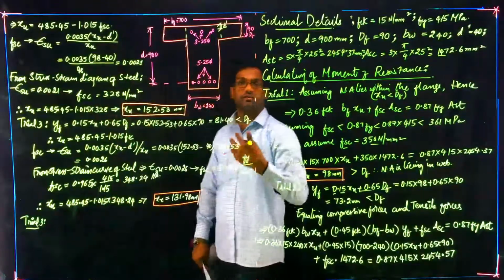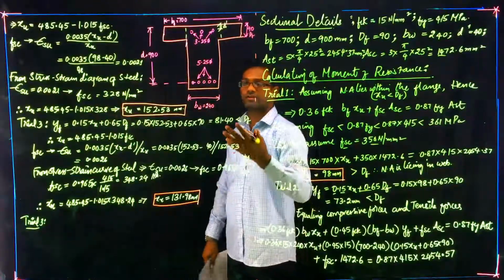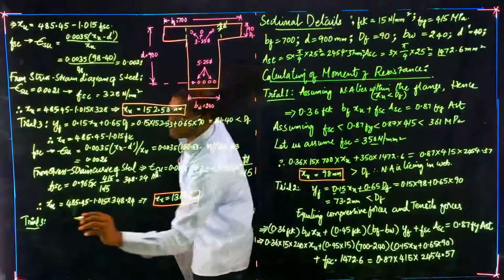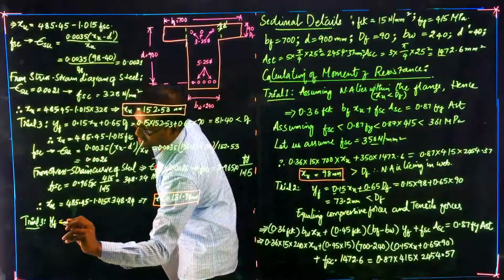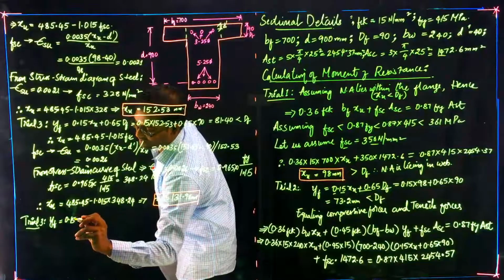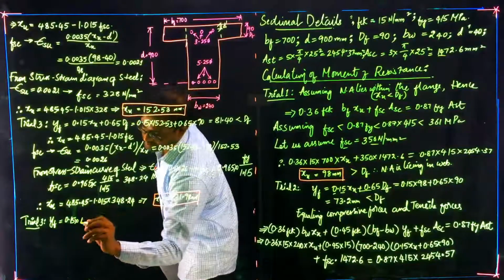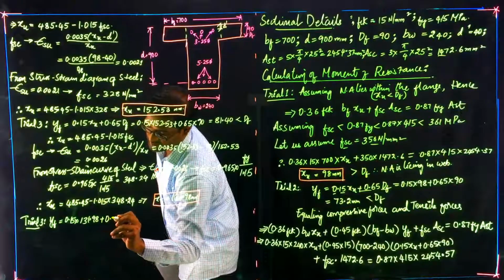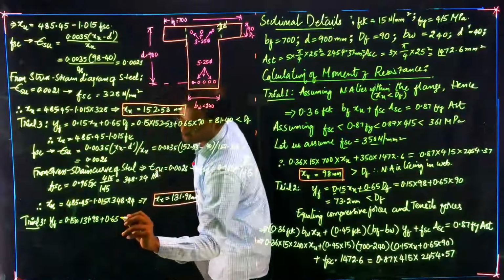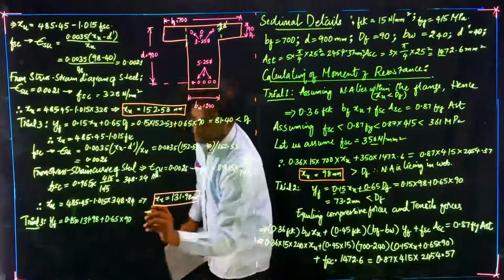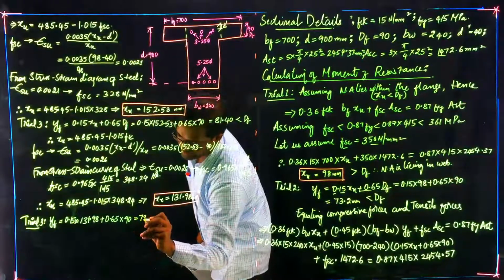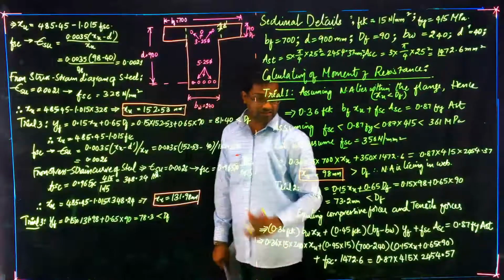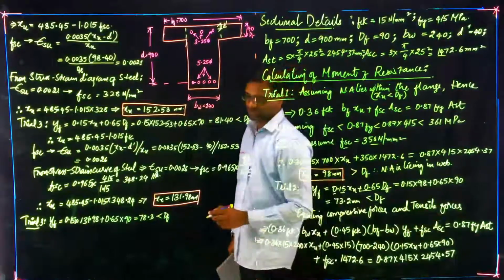We need to calculate YF, then the ultimate strain, then FSC, then we will substitute it. So YF equals 0.15 into the previous neutral axis depth, 131.98, plus 0.65 into DF, which is 90. You will get a value of 78.3, which is again less than DF. So this equation can be used.